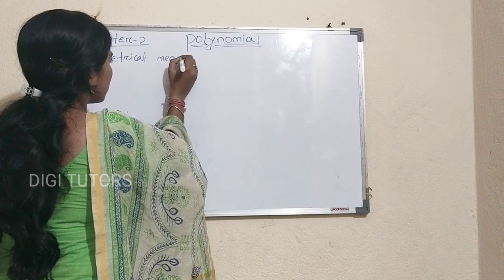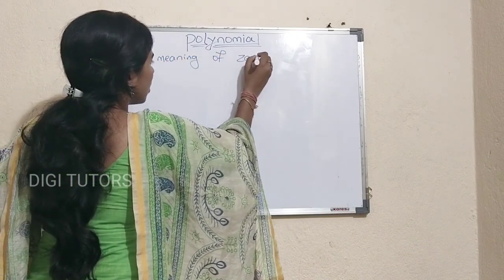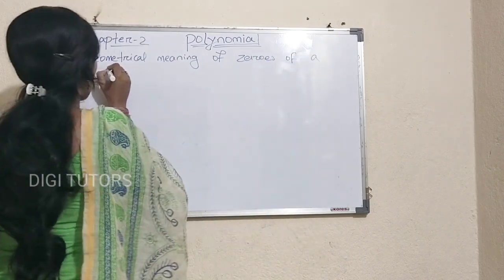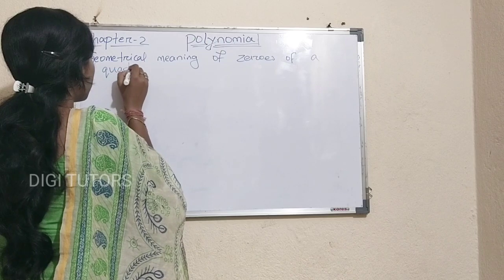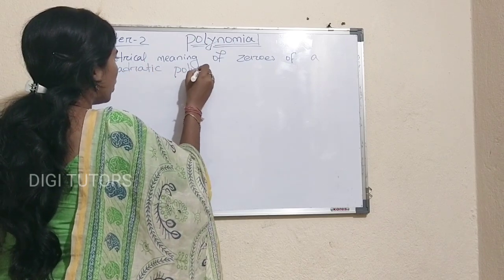Geometrical meaning of zeros of a quadratic polynomial.